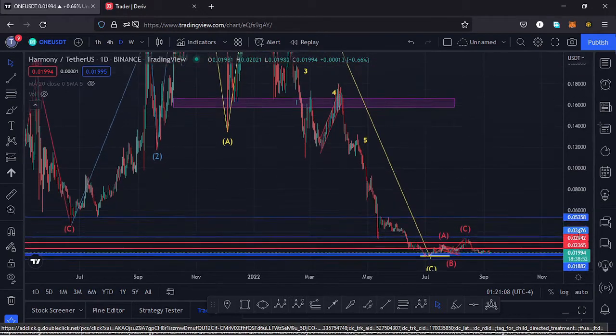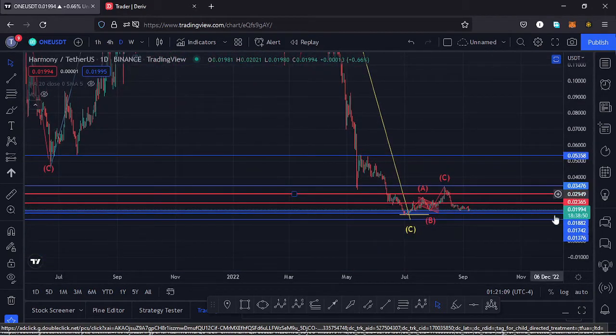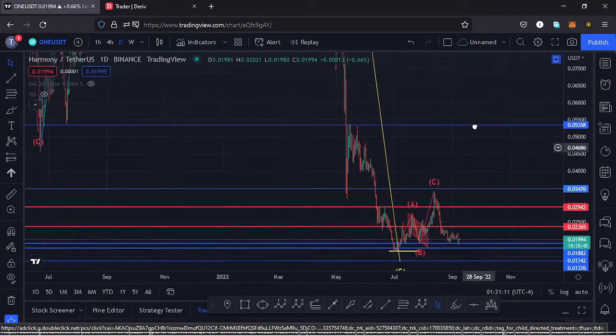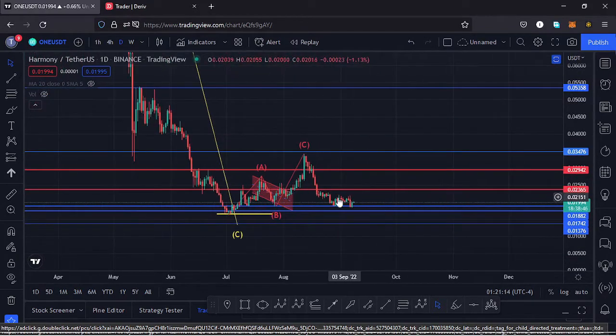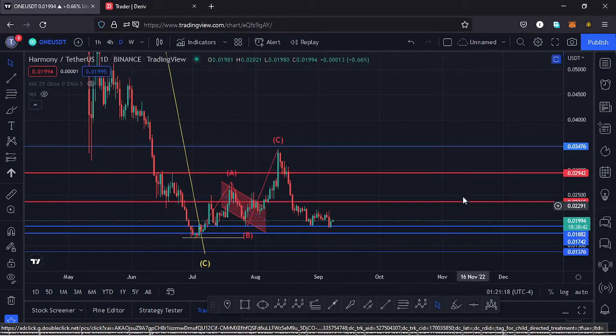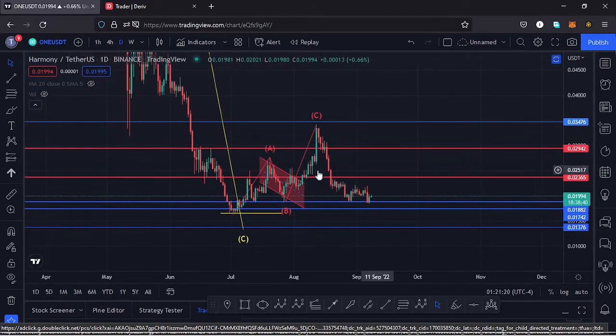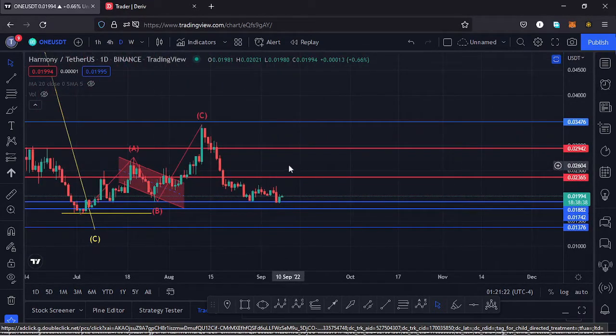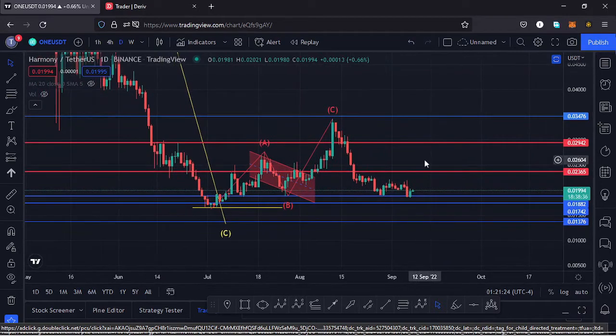Starting my analysis here on the daily chart, you can see we had been trading within this descending channel. We managed to break out of that descending channel to the upside. We also managed to break above key areas of resistances, and at the key area of resistance at around the $0.03476 mark we got rejected, and we are seeing a massive pullback to the lower side.